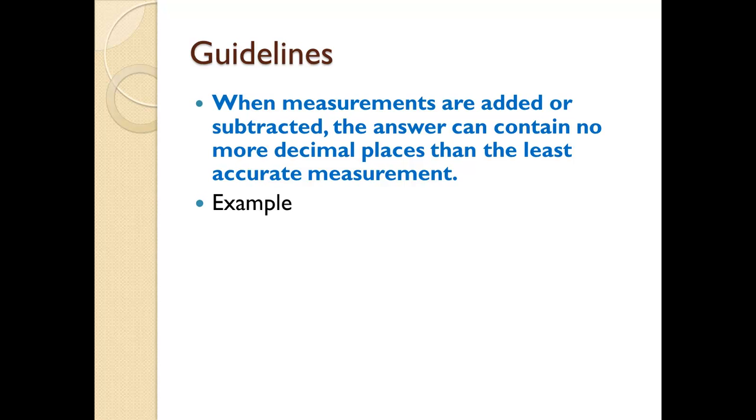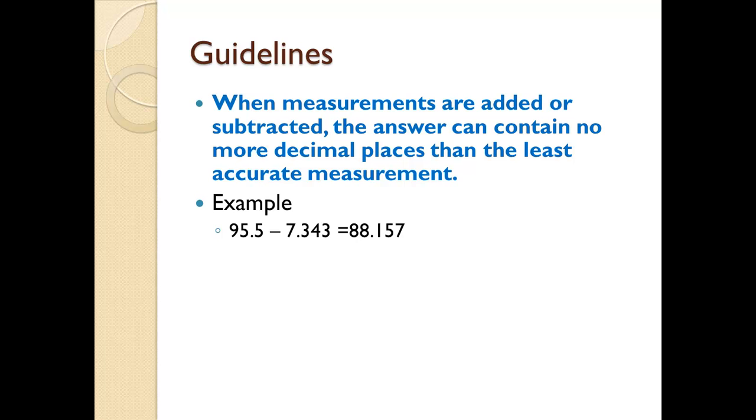Another useful set of guidelines, or you can say rules, is when it comes to addition, subtraction, multiplication, or division. With respect to adding or subtracting, when measurements are added or subtracted, the answer can contain no more decimal places than the least accurate measurement. So what does that mean? If I were to give you this subtraction example, it has 95.5, which is three significant figures, minus 7.343, which is four significant figures.